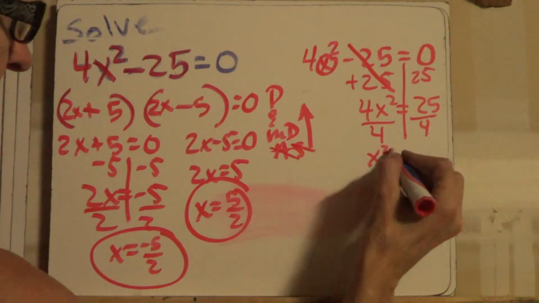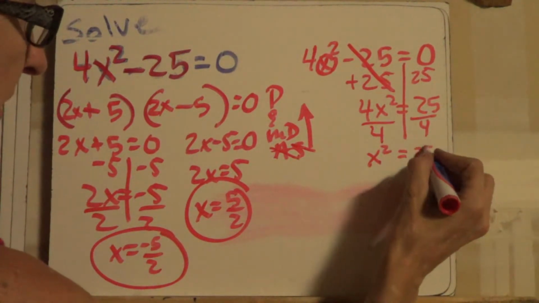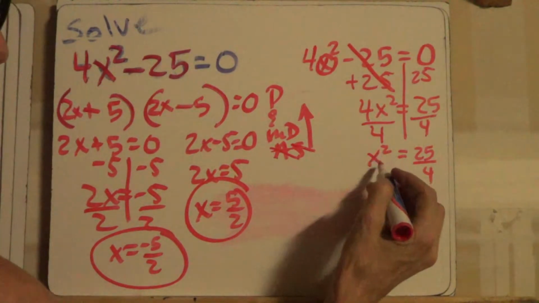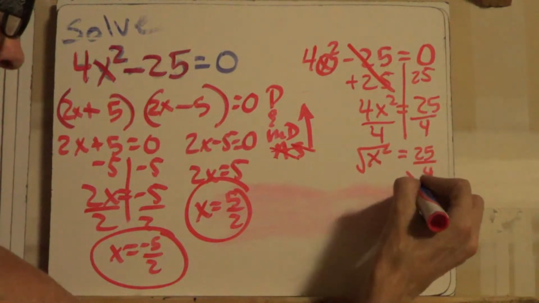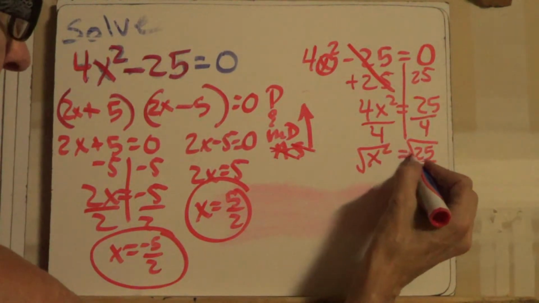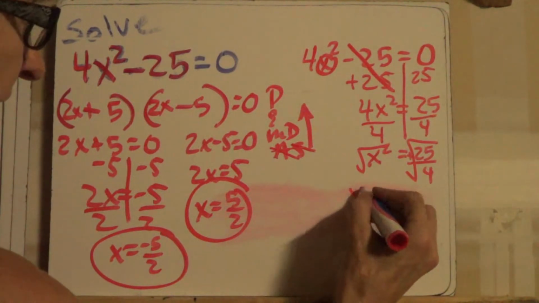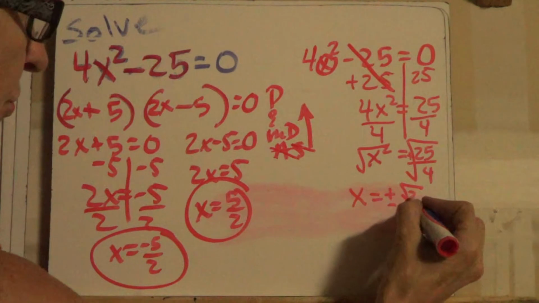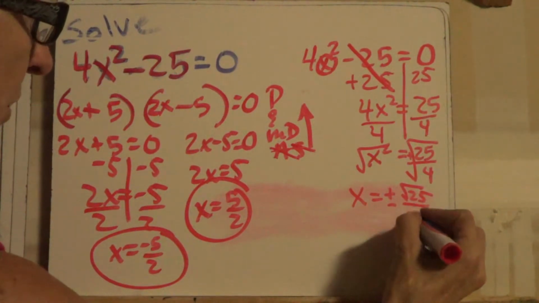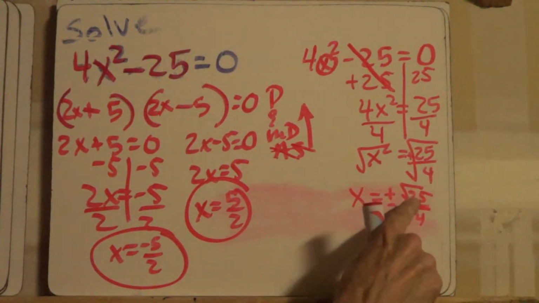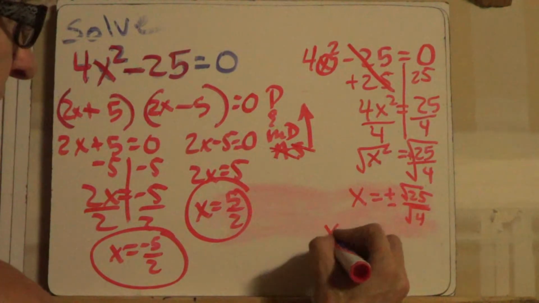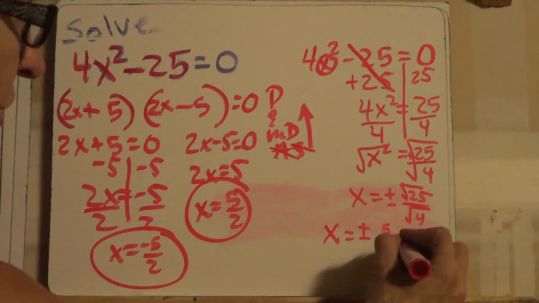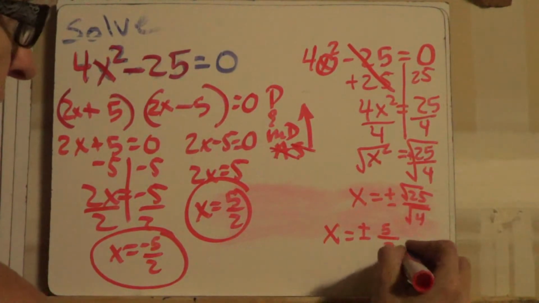X squared equals 25 over 4. Now we need to get the x squared alone, so we square root that. Square root that. When we do this side, we put a plus or minus. So now we have x equals plus or minus square root 25 over square root 4. Reduce those. The square root of 25 is 5, plus or minus 5 over square root of 4, which is 2.